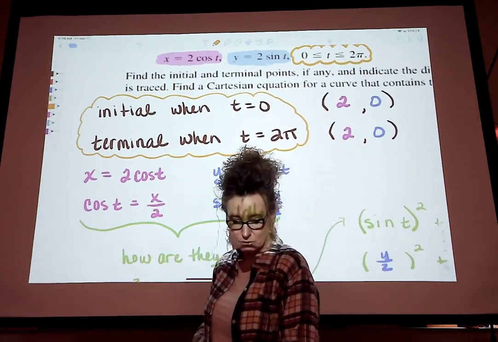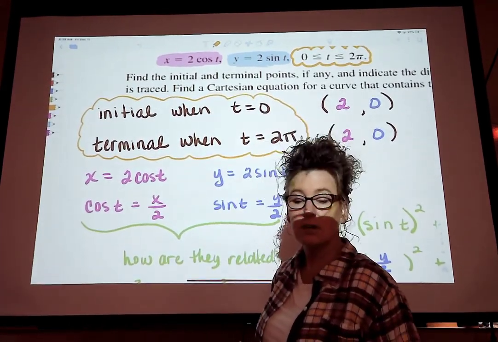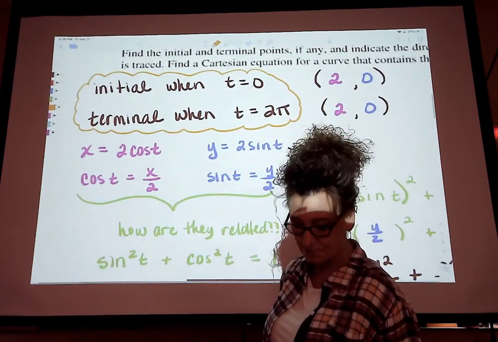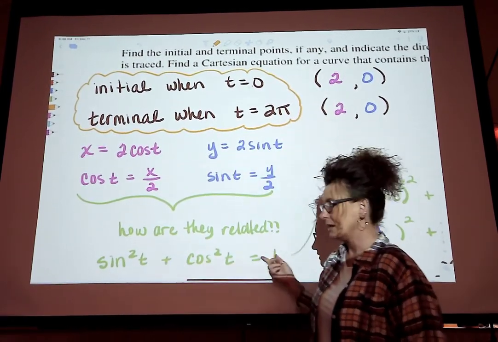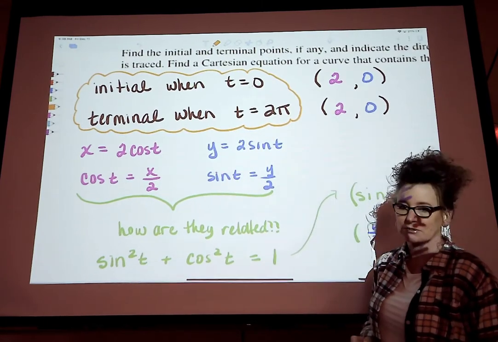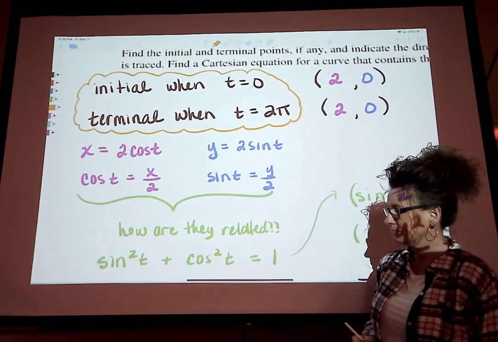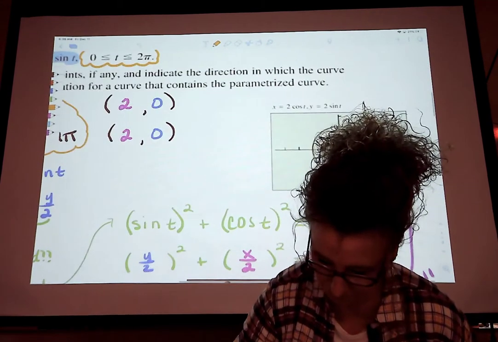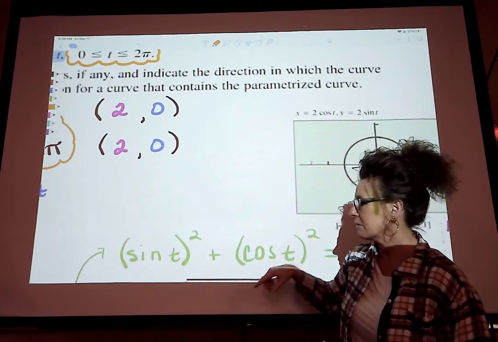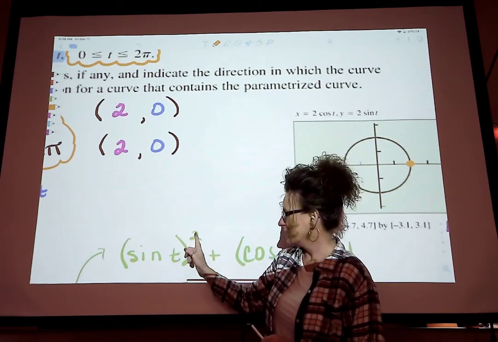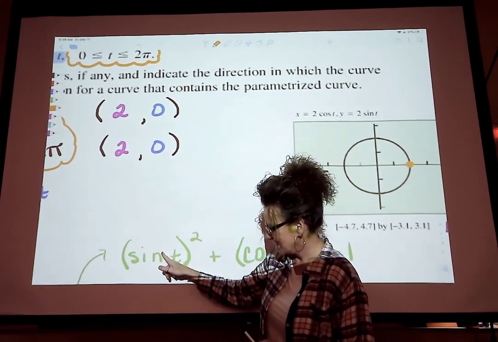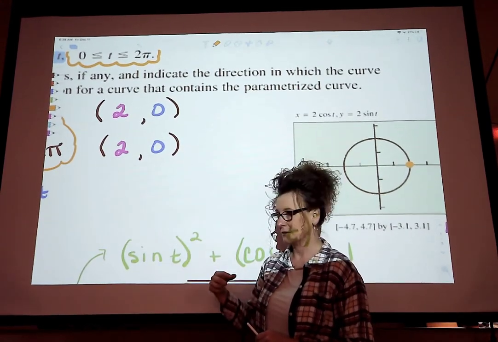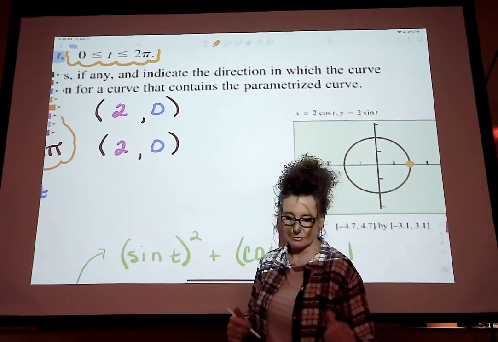How are sine and cosine related? Well, a relationship that we're going to often use in parametric equations is this trig identity. Sine squared plus cosine squared equals 1. Quick rewrite. Some of you don't do well when your exponent is here, so I just put the whole sine of t in parentheses squared. Same thing, just looks different.